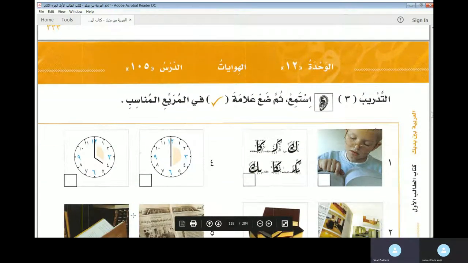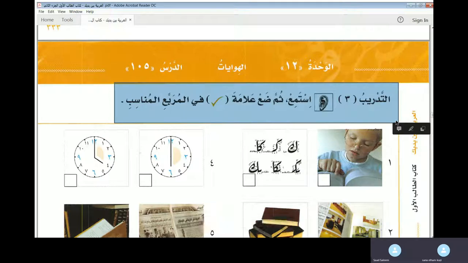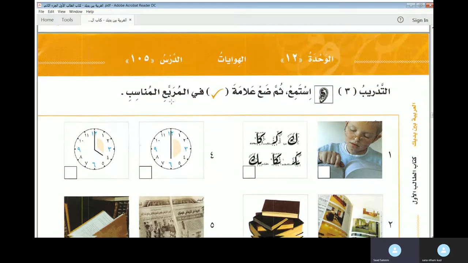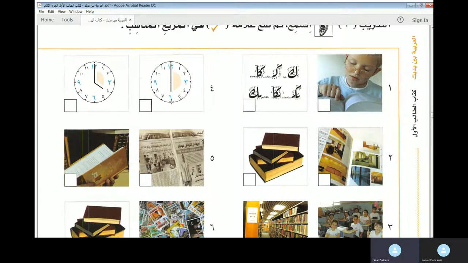Next we have the third exercise. Read the question. Listen, then put the tick symbol in the correct box. In the first one, we have two pictures. I will read and you will tell me which picture.